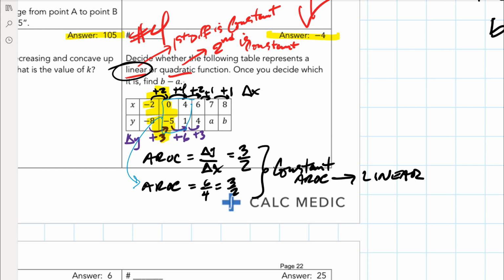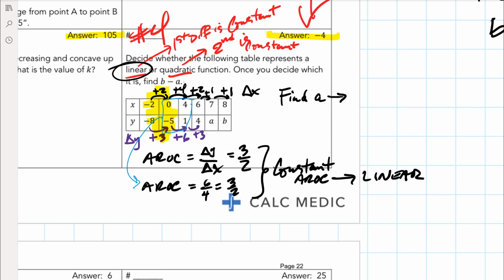Now you got to figure it out. So what would the next one be? All right. So you got to calculate A. So let's calculate A. We got to find A and B. So find A. So the average rate of change from 4 to A. So let me see. So from 6 to 7 is a +1.